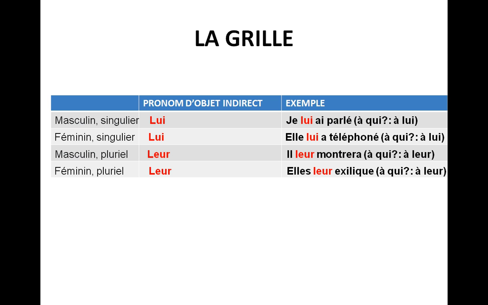What happens with the feminine plural? It stays the same. Leur. Elle leur explique. À qui? Expliquer, to explain. She explains to them. Okay? So, explique. Elle leur explique.